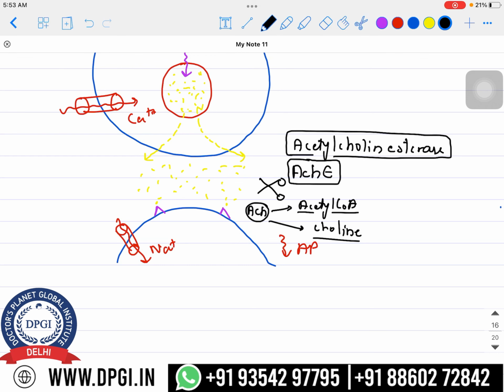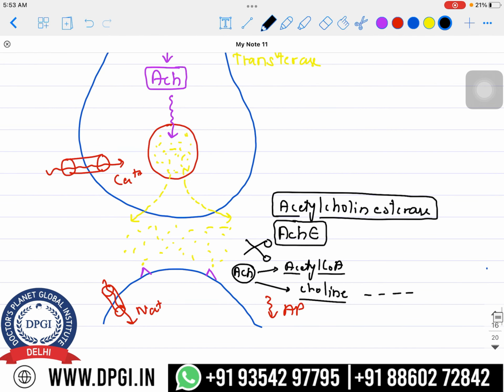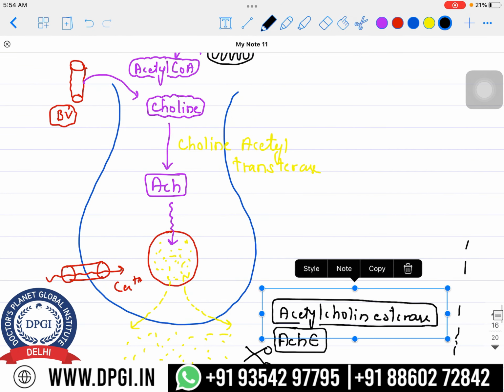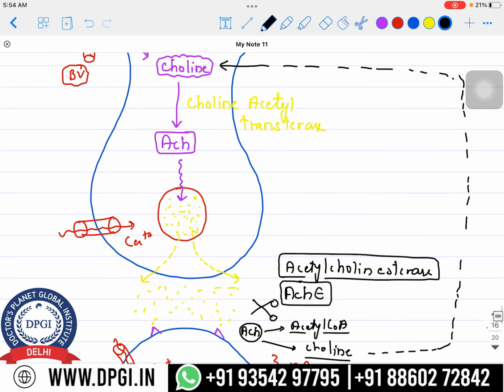We'll read about those drugs further, right? Once we know that the acetylcholine esterase enzyme is there, choline will actually be reuptaken. So this choline will be going back, yes, it will be coming back over here, right? So till now everything is clear, there is no confusion in this particular data. Now we can move further and talk about some drugs over here.